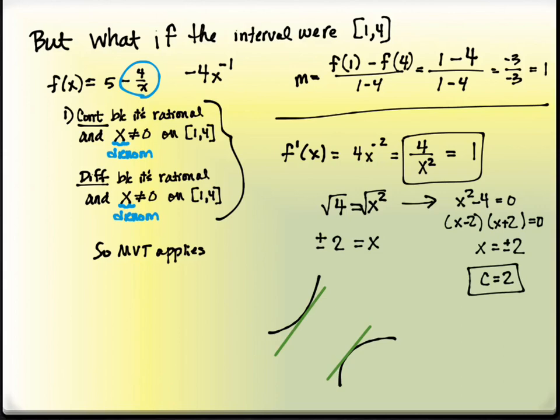Okay, makes sense? But if we had done the interval from negative 4 to negative 1, the answer would have been negative 2, right? Yeah, because the interval would have included negative 2 instead of including positive 2. Any questions on that?